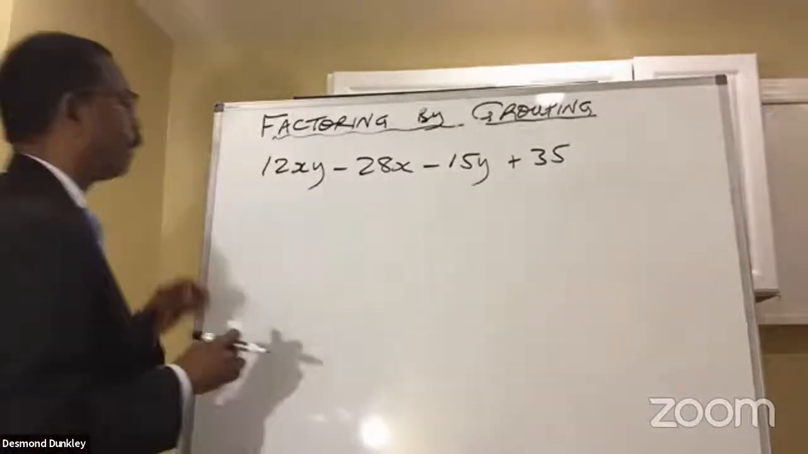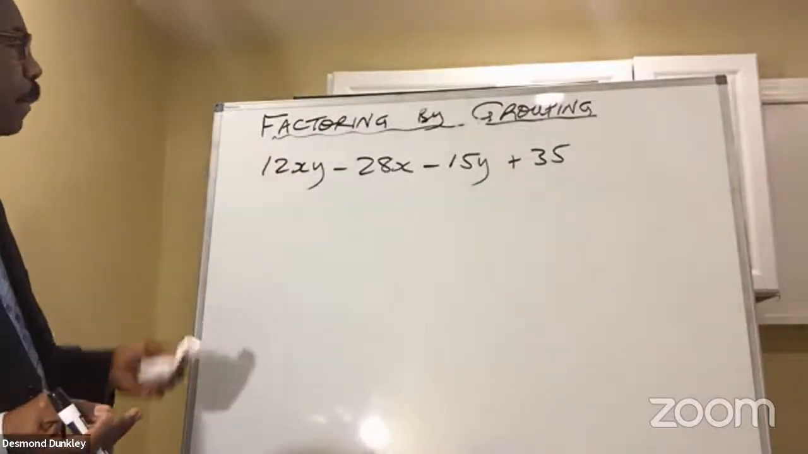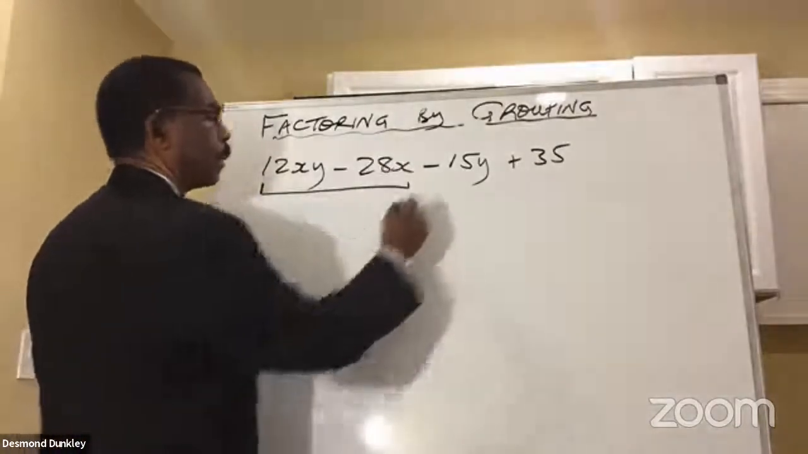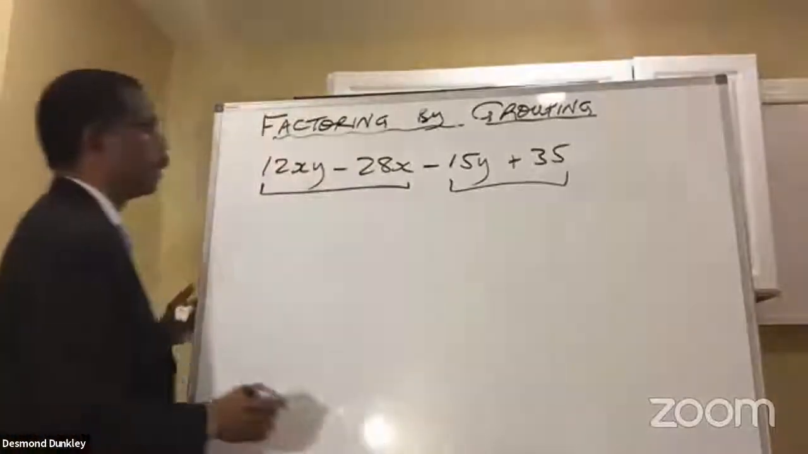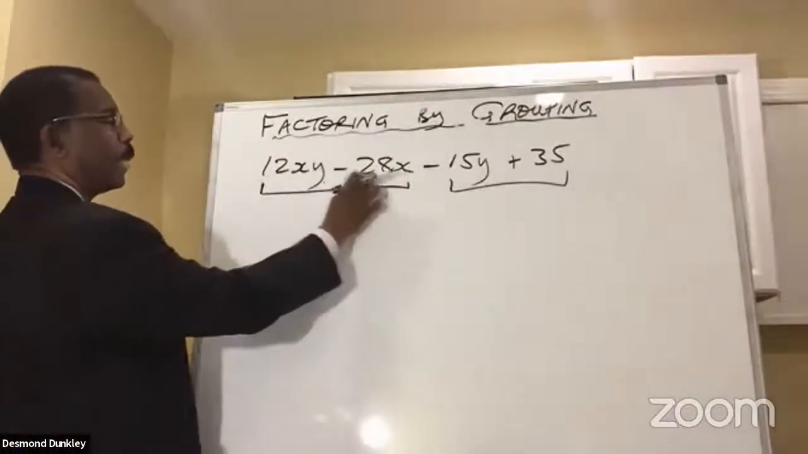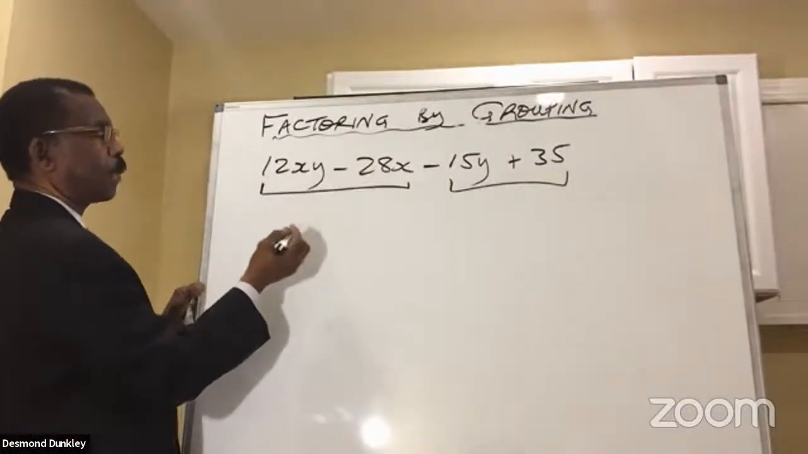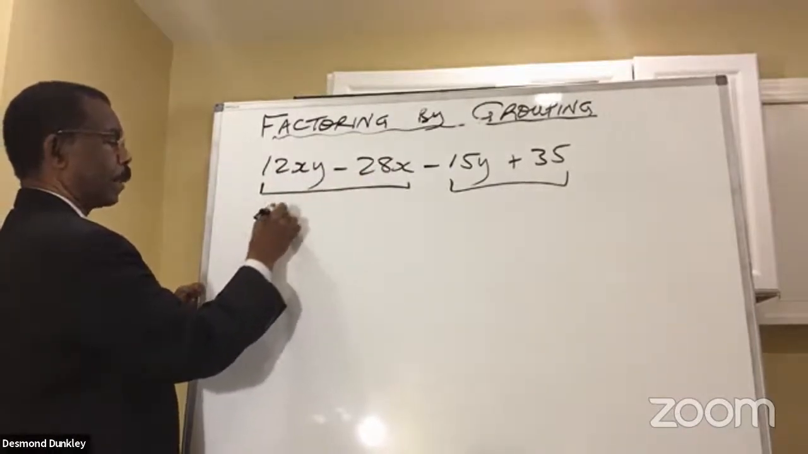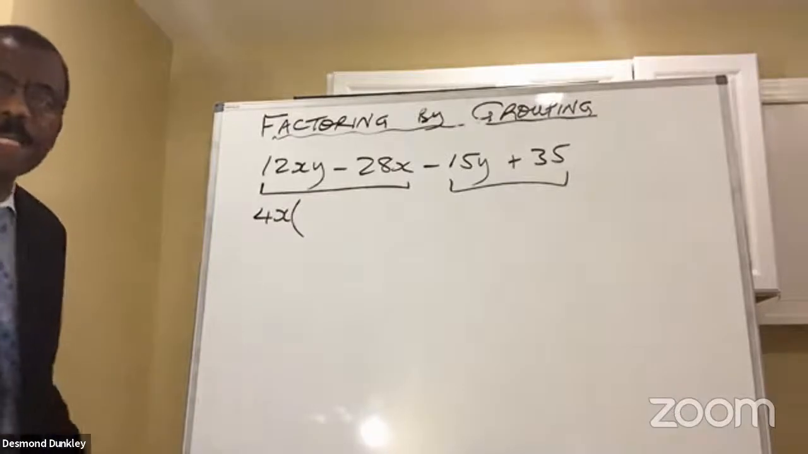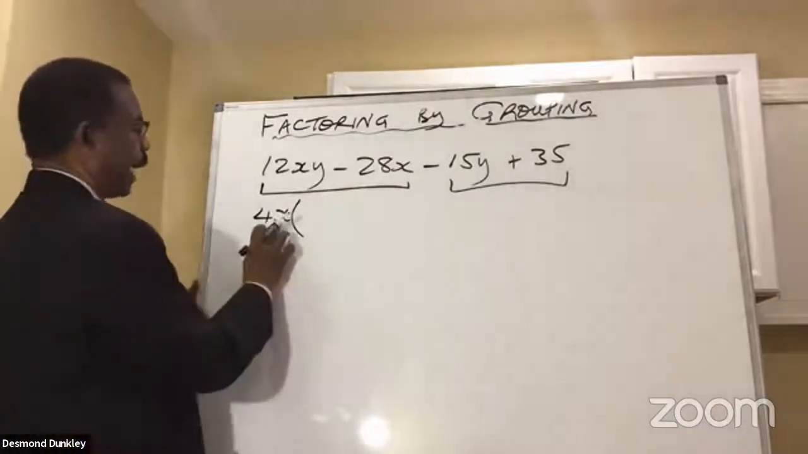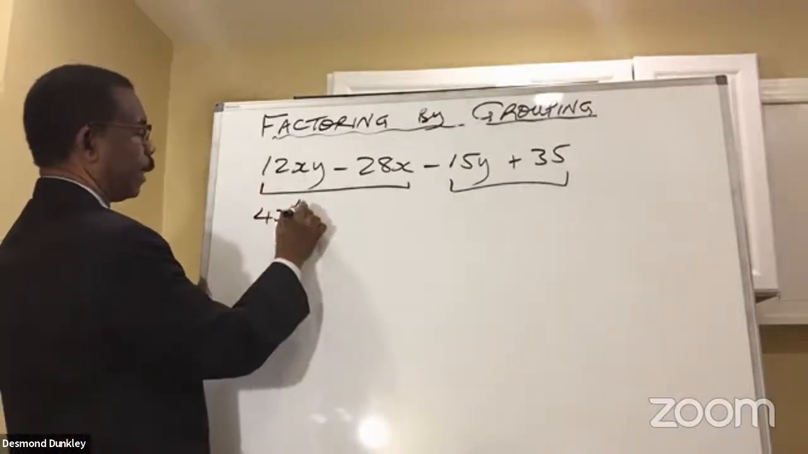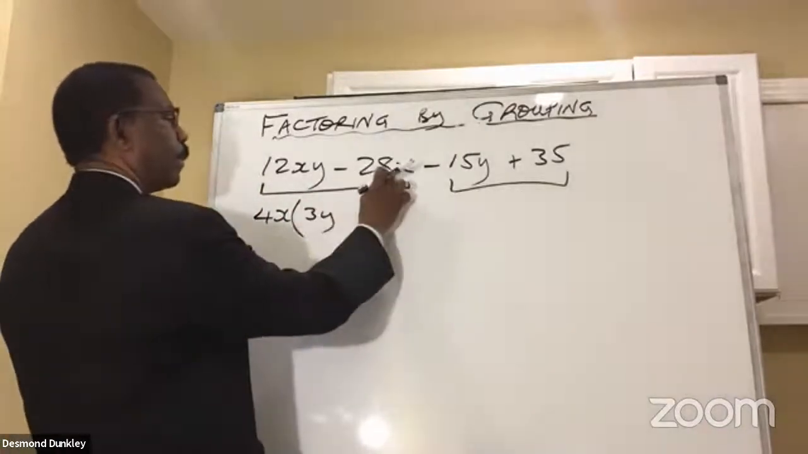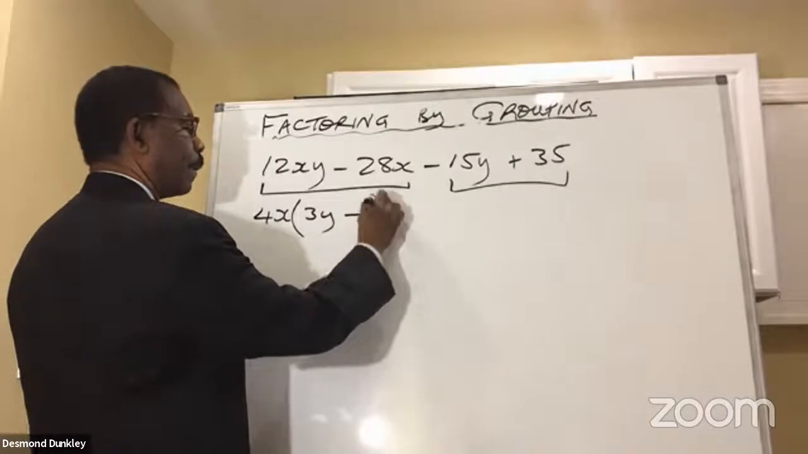I wonder if that involves anything. Let's see. Suppose we did this. Would that work? And if we did that, would that work? Well, for 12 and 28, I think we can do 4. And there's an x here and there's an x here. So let's try 4x. Let's try that and see what happens. If I factor the 4x out of this, I end up with 3y. If I factor out the 4x out of this, I end up with negative 7.